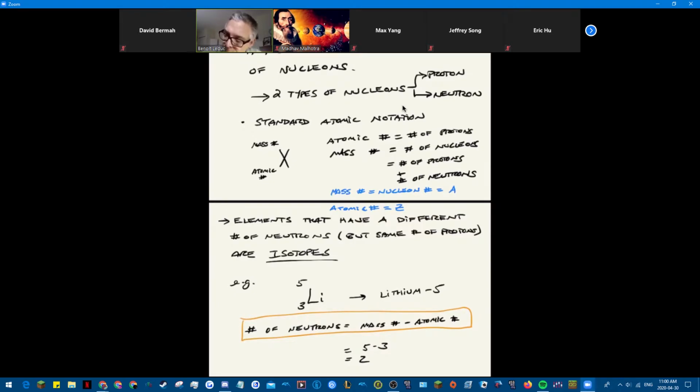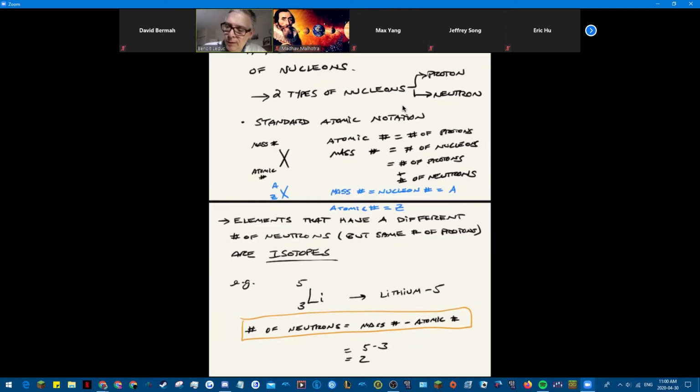So this one here can be written as this here, A and Z. I should have put this before. Okay, so let's put it here. I apologize for this. So the mass number is also called nucleon number because that's what it is. It's the number of nucleons, and it's given the symbol A. The atomic number is given the symbol Z. That refers to the charge of the nucleus.